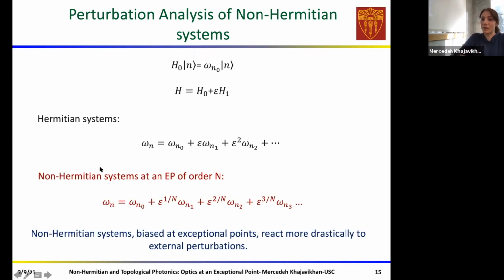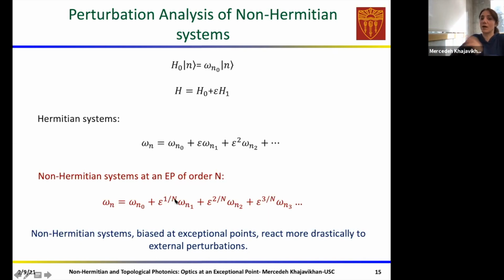So if you are biasing a non-Hermitian system at this point, you can show that if you perturb it, it follows this equation. What does this equation mean? It means that the best response the system has is basically proportional to the nth root of epsilon. Again, I would like to remind you that epsilon is a small number. So, for example, the square root is going to be larger than epsilon itself, and the cubic root is going to be even larger than that, and so on and so forth.